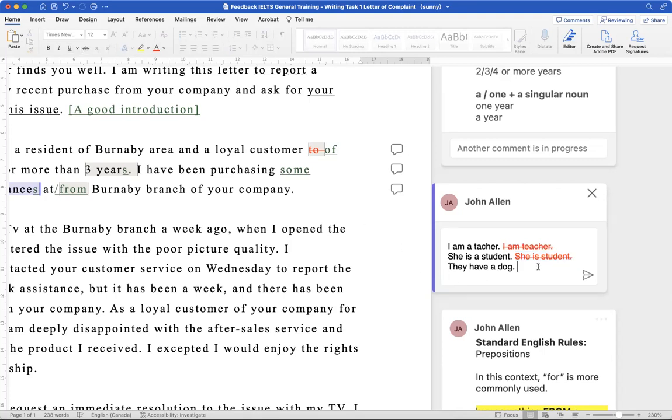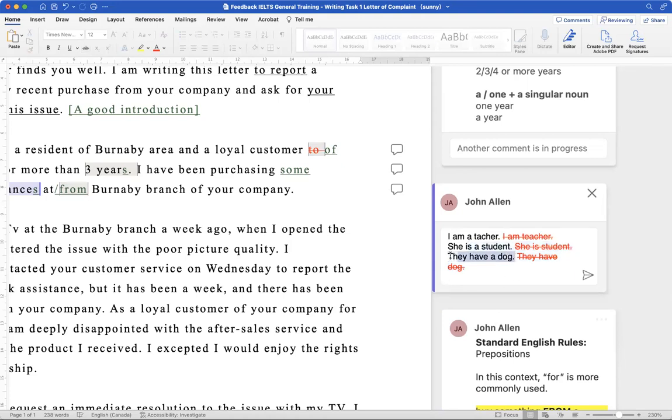They have a dog. Can you say they have dog? No, because again, dog is a countable singular noun. So you cannot use it in the singular form in this way, guys, without a or the. But it is not a specific dog. Here we cannot say the.